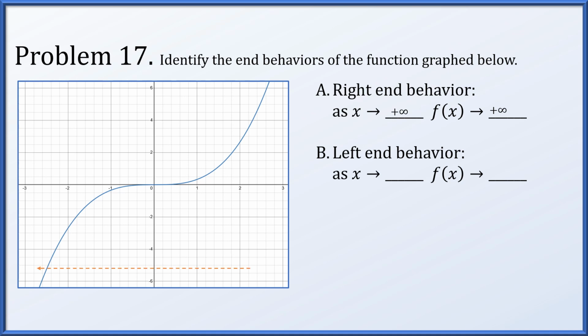What about left end behavior? We put in an arrow pointing to the left, meaning x is going to minus infinity. To see what's happening to f of x, we're going to take this point on the graph and slide it left and see what happens to our y coordinate. Oh, it's going down off to minus infinity.